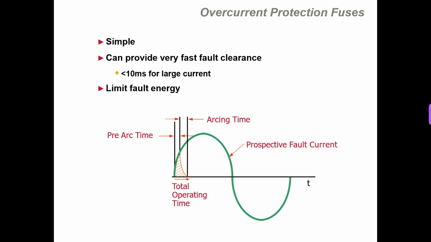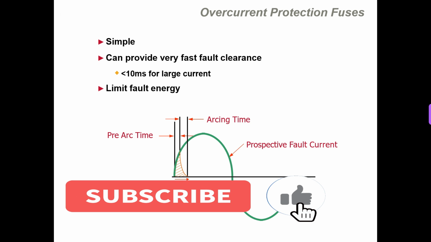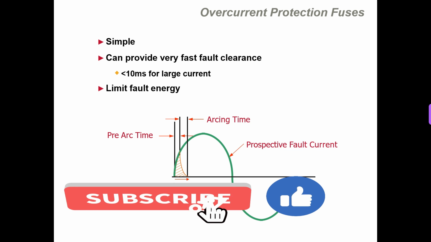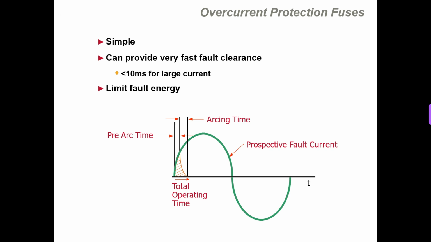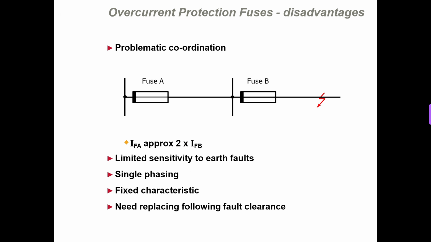It provides a fast fault clearance, but the problem with the fuse is, first, a fuse has a fixed characteristic. That means it doesn't matter whether the current is 10 ampere, 20 ampere, or 30 amperes, it will always operate after a fixed time delay. Second thing, whenever a fuse operates, we have to replace the fuse. That means a fuse will create single phasing. Generally, we cannot use a fuse for earth fault because it has limited sensitivity to earth fault.